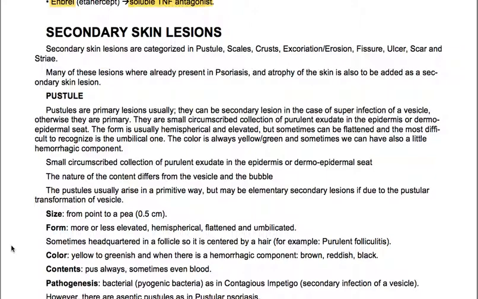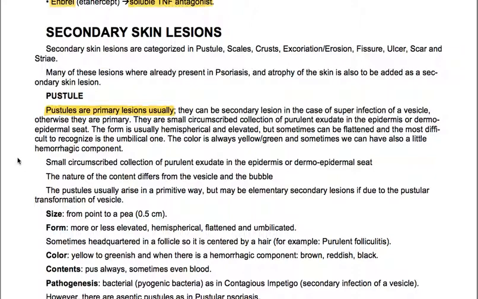Pustules. Pustules are primary lesions usually. They can be secondary lesions in the case of a superinfection of a vesicle, otherwise they are primary. They are small circumscribed collections of purulent exudate in the epidermis or epidermal sheath. The form is usually hemispherical and elevated, but sometimes can be flattened, and the most difficult to recognize is the umbilicated one. The color is always yellow-green, and sometimes we also have a little hemorrhagic component.